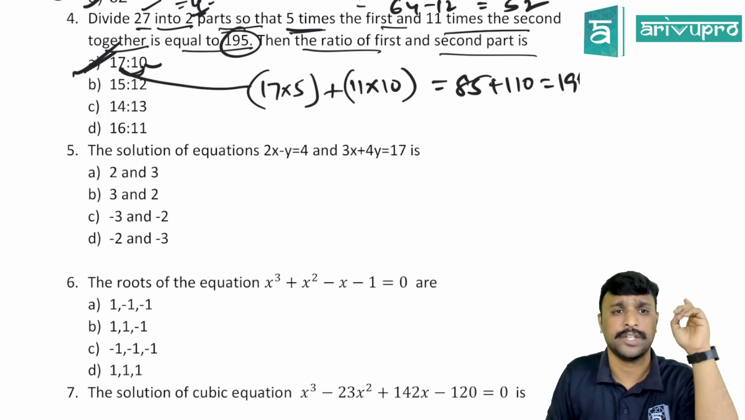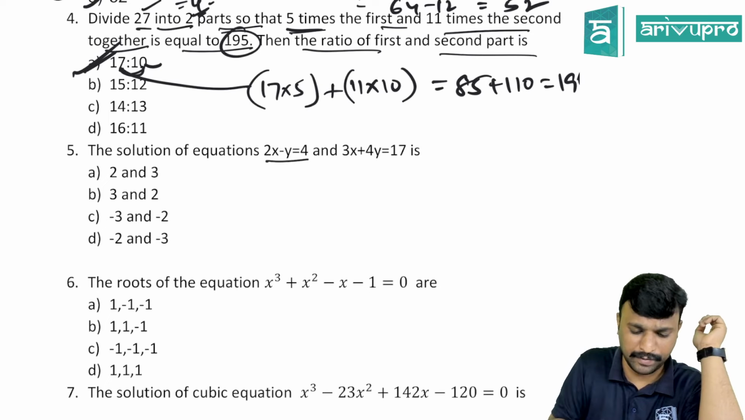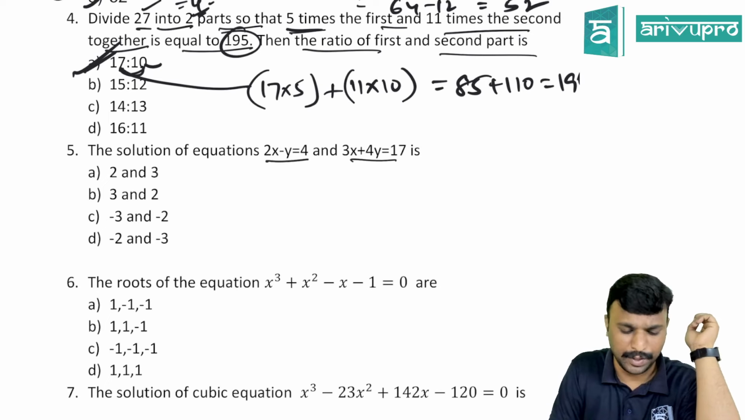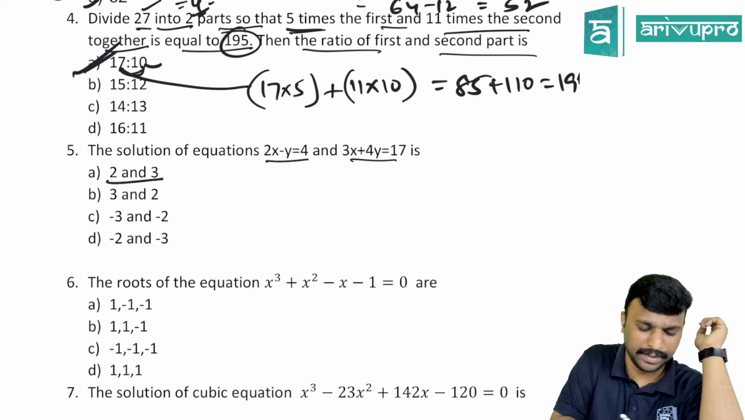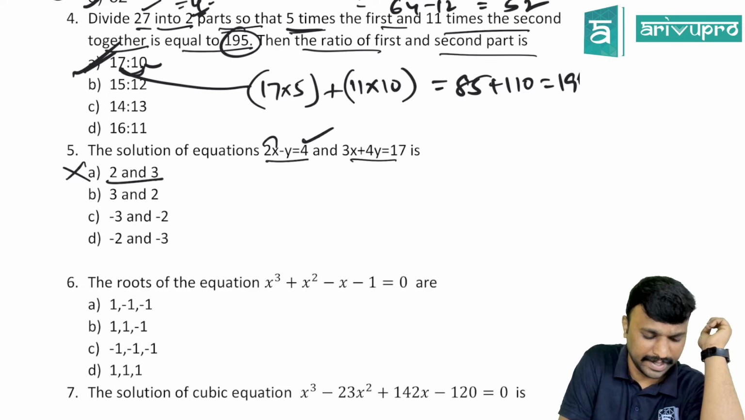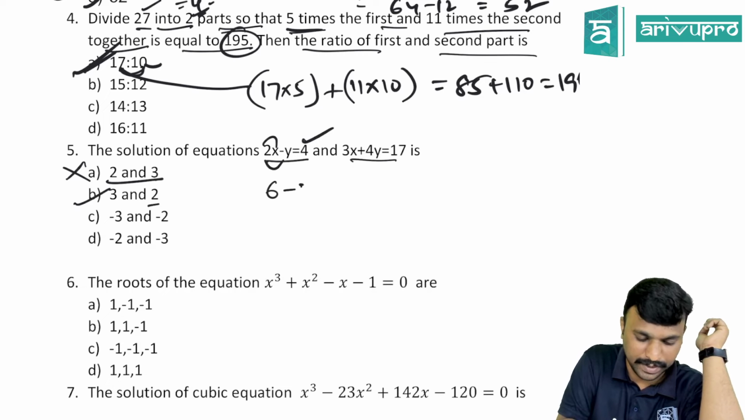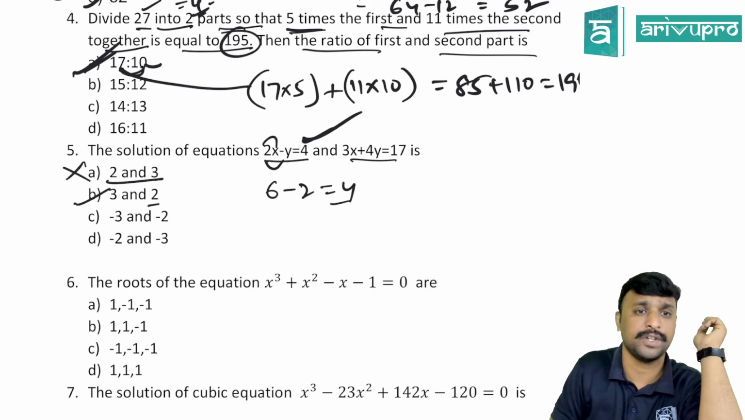Question number 5. The solution of the equation 2x minus y equal to 4, 3x plus 4y is equal to 17. Guys, just by option hitting method we can solve. If I plug in 2 and 3, 2 2s are 4, minus 3 is 1. So definitely it is not equal to 4. It doesn't satisfy. So if I hit the second option, 2 3s are 6 minus y value is 2. 6 minus 2 is 4. So first equation is satisfied.